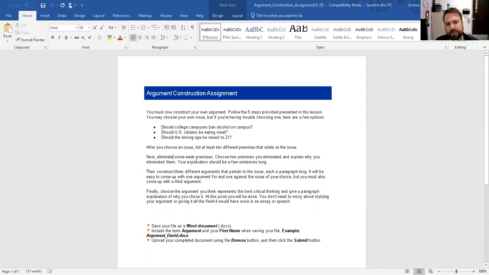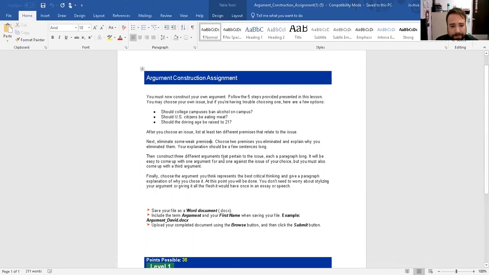The next step is to eliminate some weak premises. You're going to choose 2 premises from your list and explain why they aren't that great. Cross them out, X them out, whatever you want to do, eliminate them, and in a few sentences explain why those ones weren't that great. The next step is the main part of this assignment.